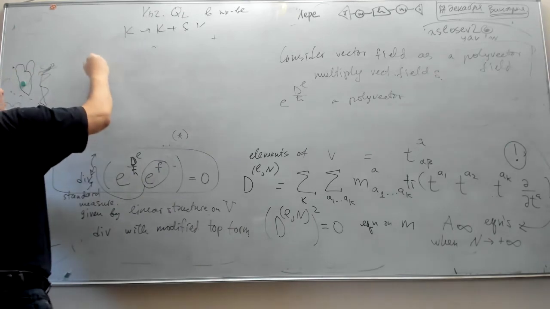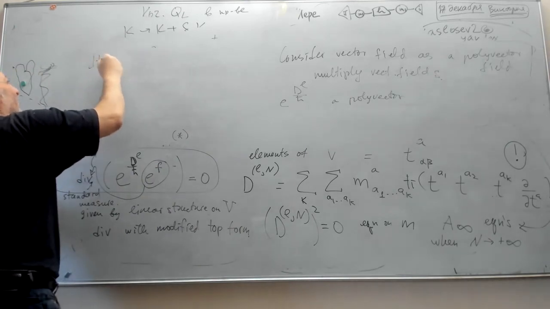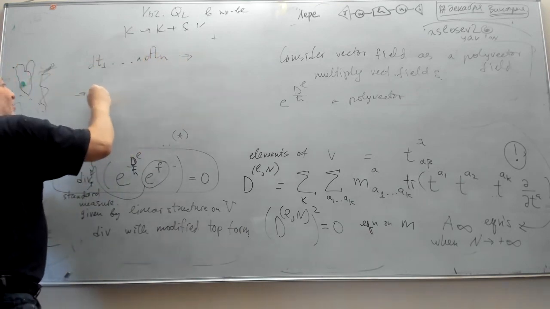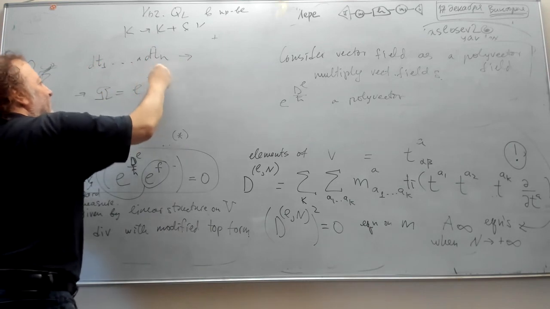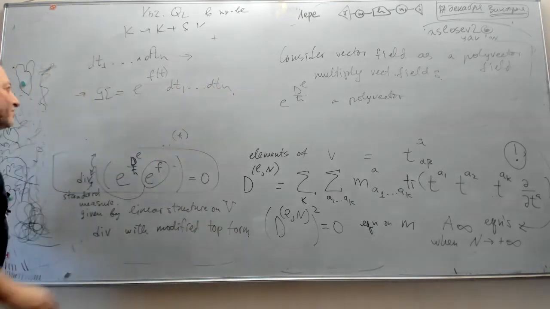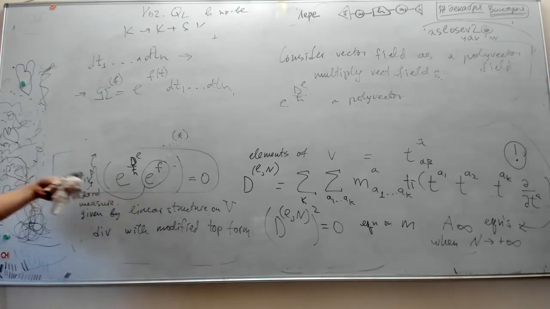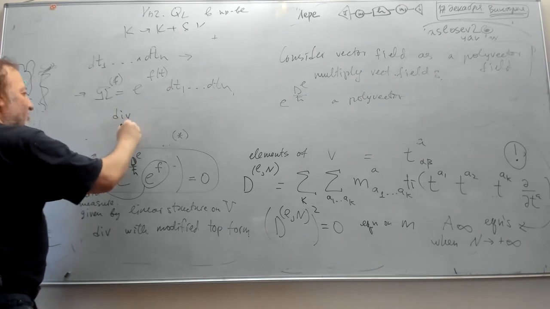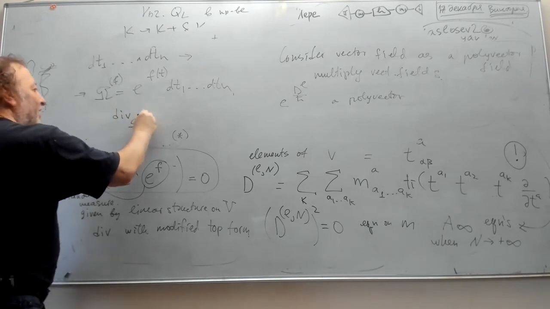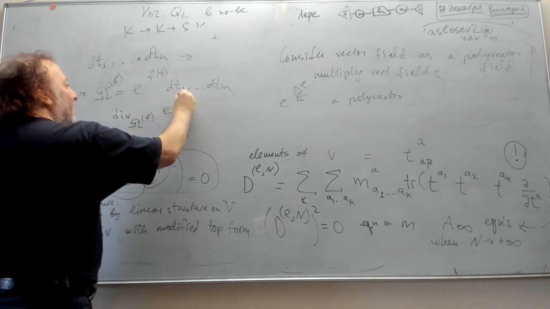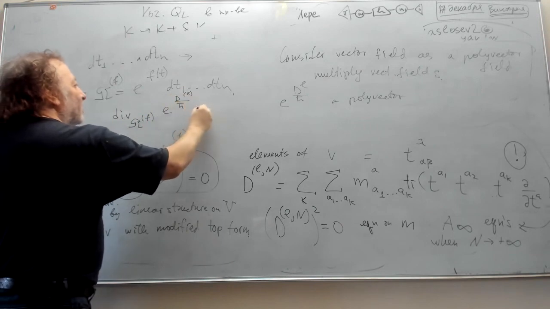We change it to omega, that is e to the f of t, dt1, dtn. We call it omega f. And that's why this equation turns out to be divergence with respect to omega f of e to the d l h equals to zero.